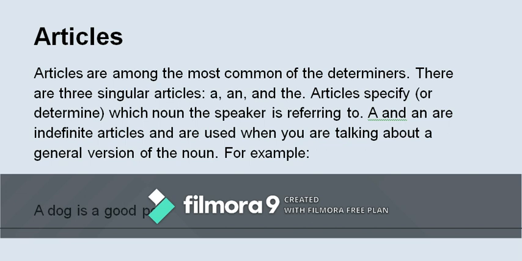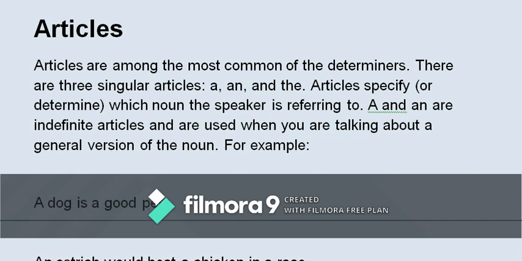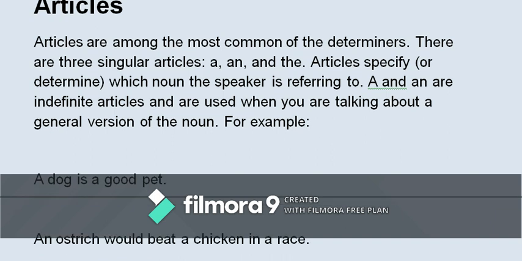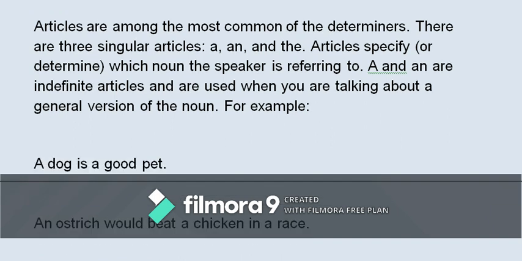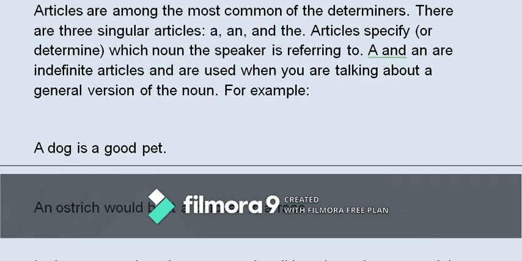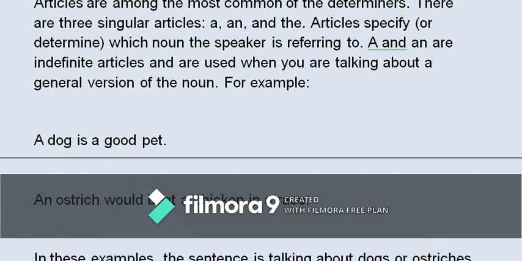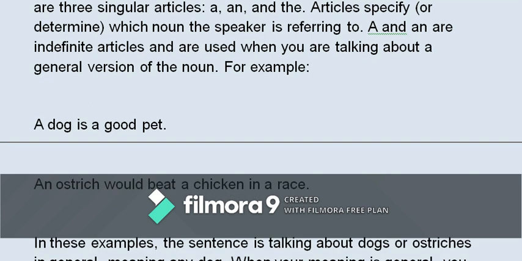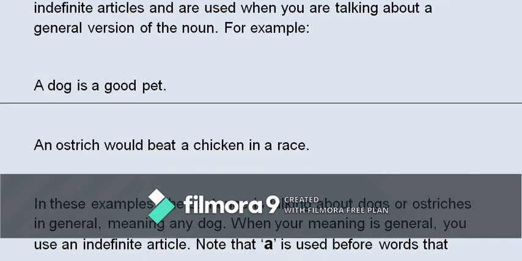And when we talk about sounds, there are as many as 20 vowel sounds and 24 consonant sounds. Proceeding further to understand articles, for example, a dog is a good pet. Over here, dog is the noun and a, the article or determiner, is added before it. An ostrich would beat a chicken in a race. Ostrich is the noun and an is the article or the determiner added before the word ostrich.